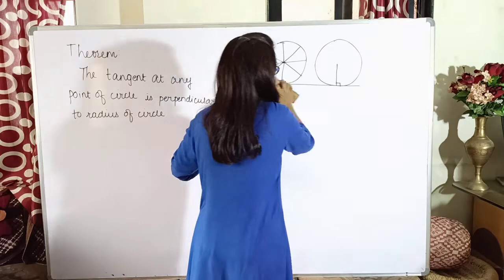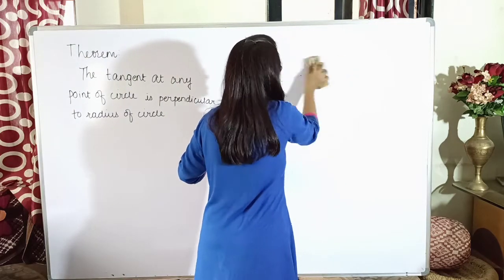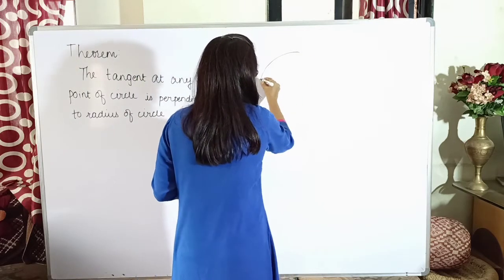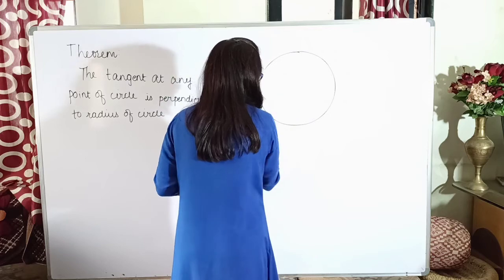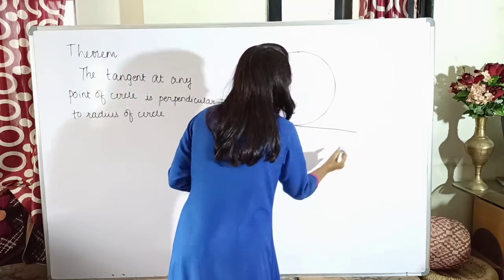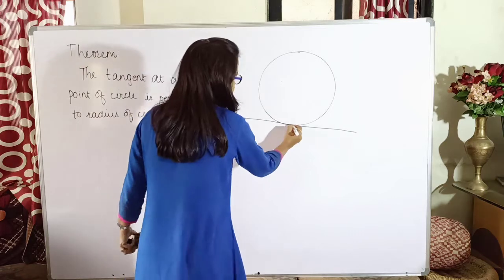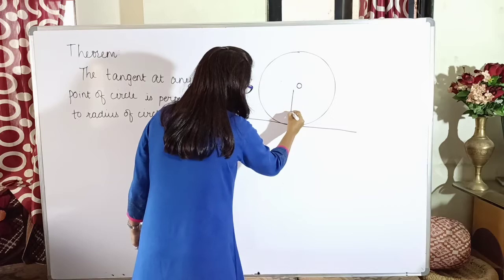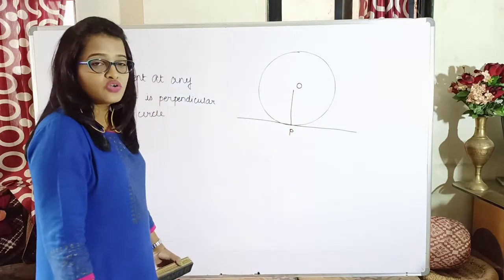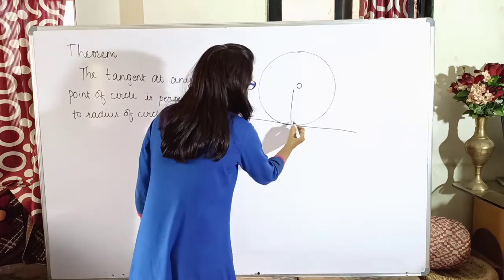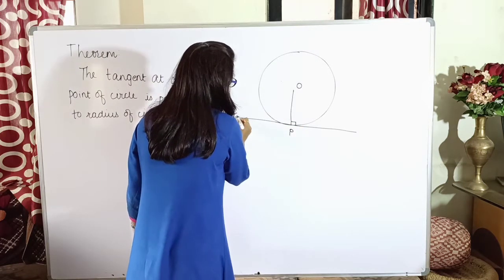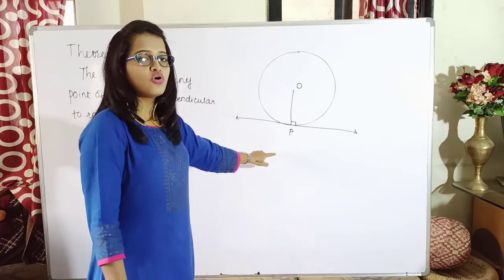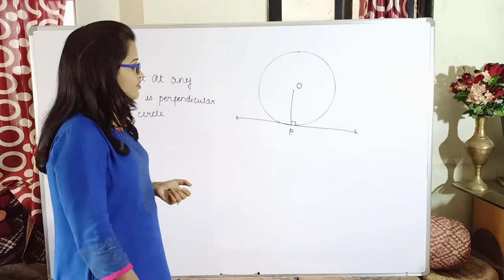For a circle, if you draw a tangent at any point, it's not necessary that the location has to be fixed. If you draw a radius from that point of contact, so this is my point of contact P, suppose this is my center O, and I draw a radius from this point of contact, this is always perpendicular. That is what the theorem says: the tangent at any point of the circle is always perpendicular to the radius. Now how can we prove this?